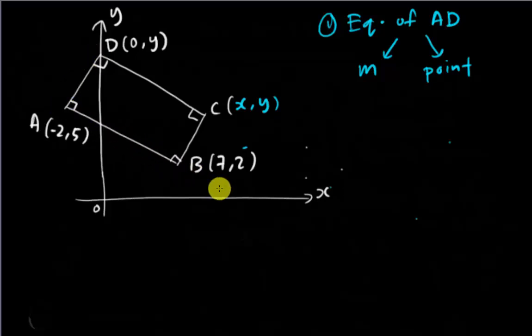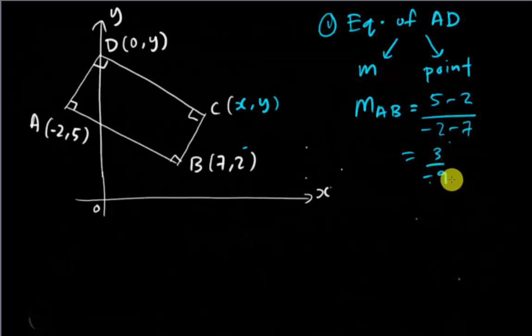So I'm going to find the gradient of AB first. Gradient of AB is very easy. I use (5 minus 2) over (negative 2 minus 7), which is y1 minus y2 over x1 minus x2. So this one is 3 over negative 9, which I'm going to call negative 1 over 3.